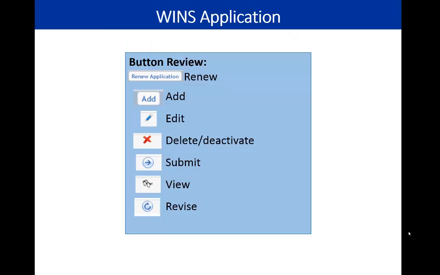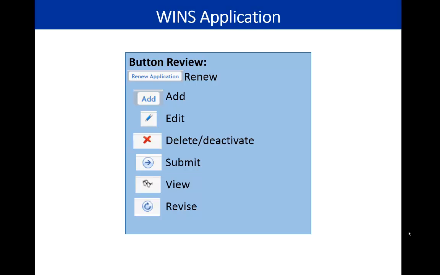It may have been about a year since you've last navigated through the WINS application. So before we begin, let's review some common buttons that we'll be using throughout the application renewal. First, we have the Renew button. We will use this to start the application for the fiscal year 2016. It may say different things depending on the part that we're in, such as Renew Budget or Renew Management Plan. Next, we have the Add button. We will use this in a couple of parts of the application, like starting a meal schedule.